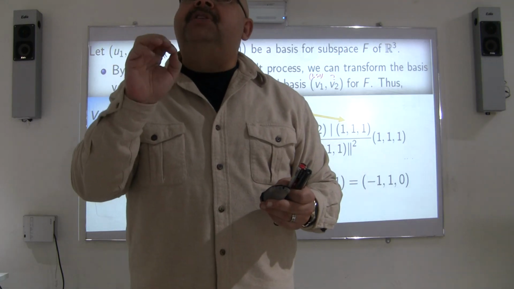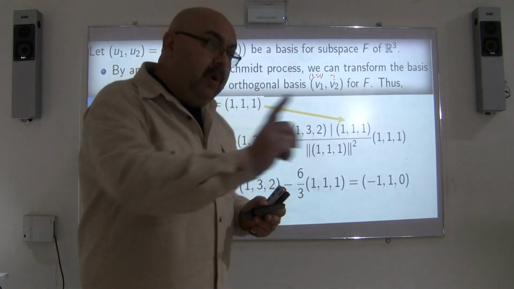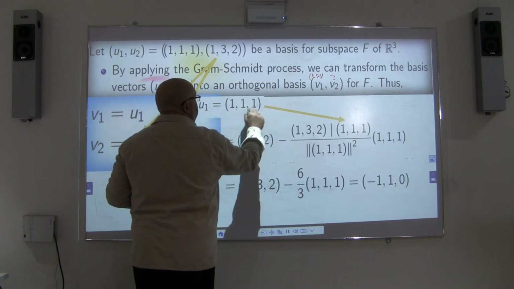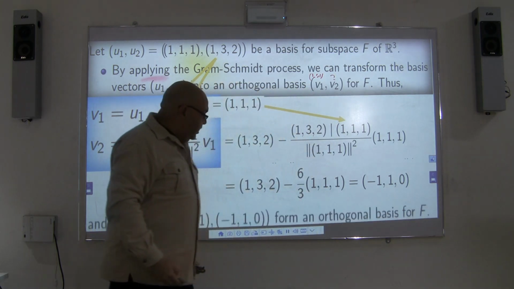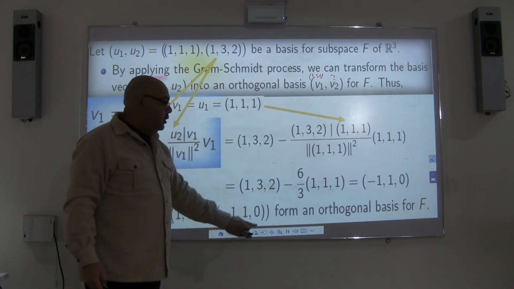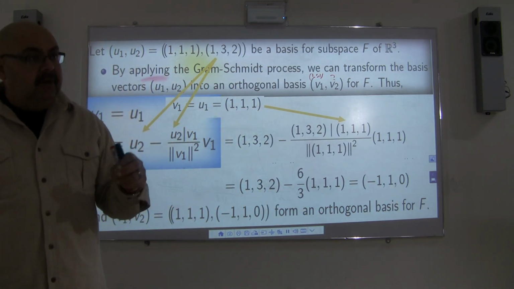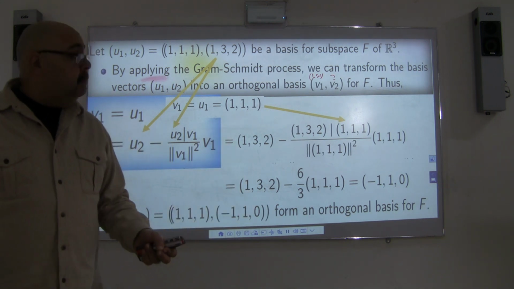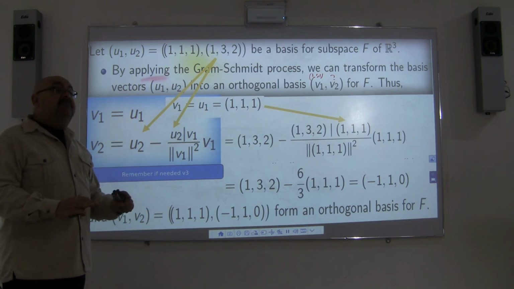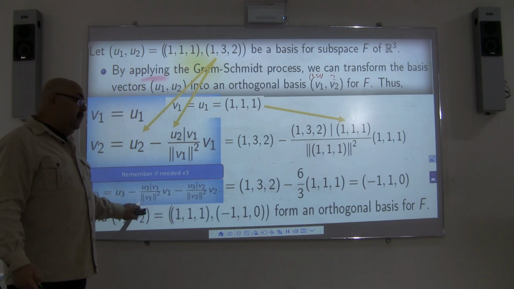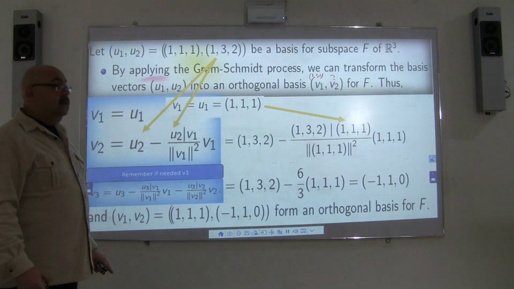Guys, I want this basis to be orthonormal. What to do? I will divide the elements here by root 3 and the elements here by root 2. In this case, they will be orthonormal. This is how to get an orthogonal basis for a subvector space. Remember, if needed, V3 is obtained from here. Okay?